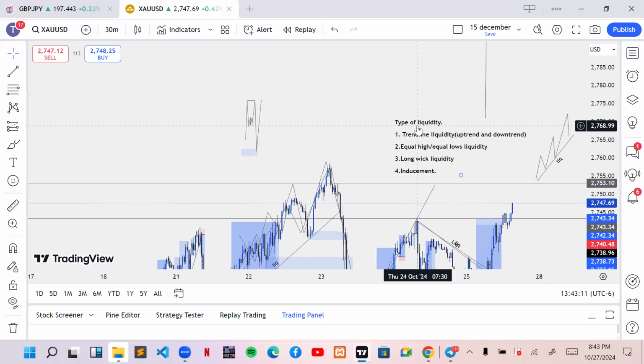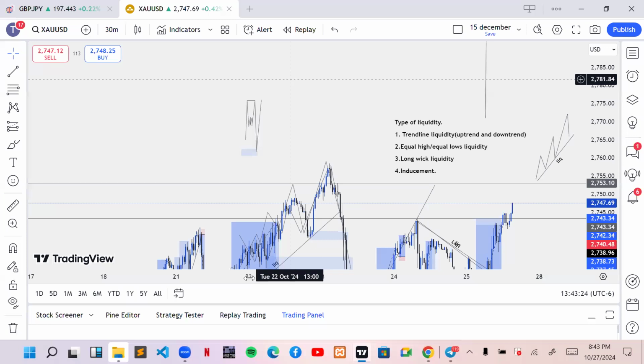If it was a long wick that market made before approaching your buy entry, your take profit should clear that long wick. If it's a long wick that market made before approaching your sell entry, your take profit should clear that entire long wick. So you understand better now.